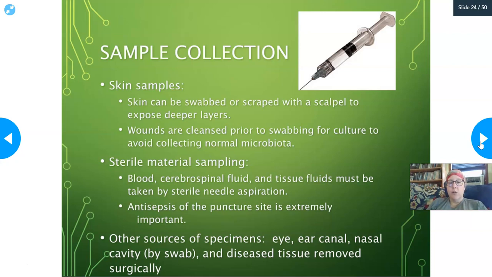And then, of course, for any sterile material sampling, you can get blood, spinal fluid, and tissue fluids. You have to take it by sterile needle aspiration. There are proper cleaning procedures to go through to clean the puncture site, and care to be taken to not expose the needle unnecessarily. Other sources of specimens can be the eye, the ear canal, nasal cavity by swab, and diseased tissue removed surgically. So anything removed surgically can also be sent for cultures.